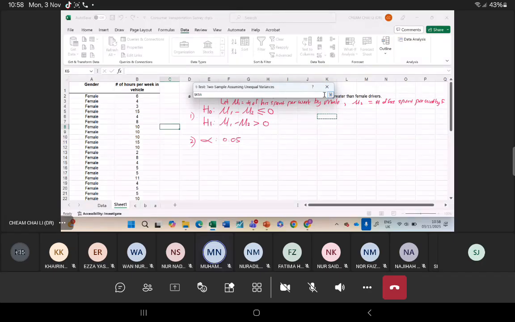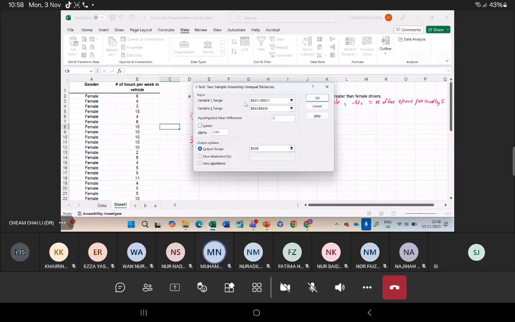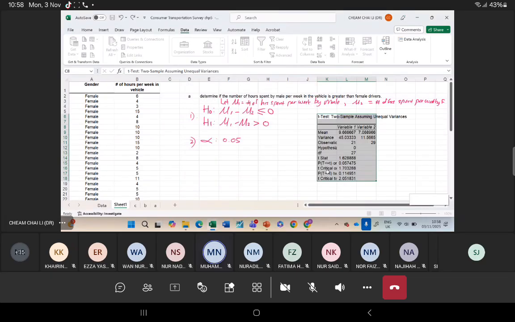Okay, semua dah siap ke? Dah boleh ke? Dah. Okay, then you can click OK. So you click OK, you see, dia dah ada analysis untuk kita, right?